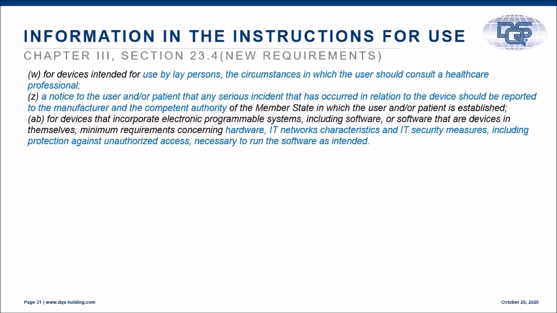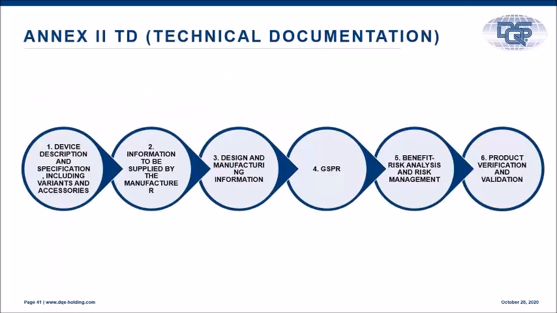And for devices including software, you need to provide, in terms of network characteristics, security requirements, unauthorized access protection, everything you need to provide in terms of information for use along with the product.